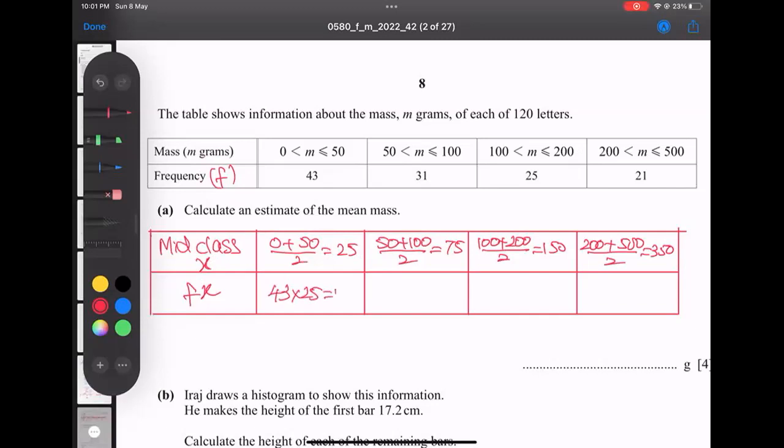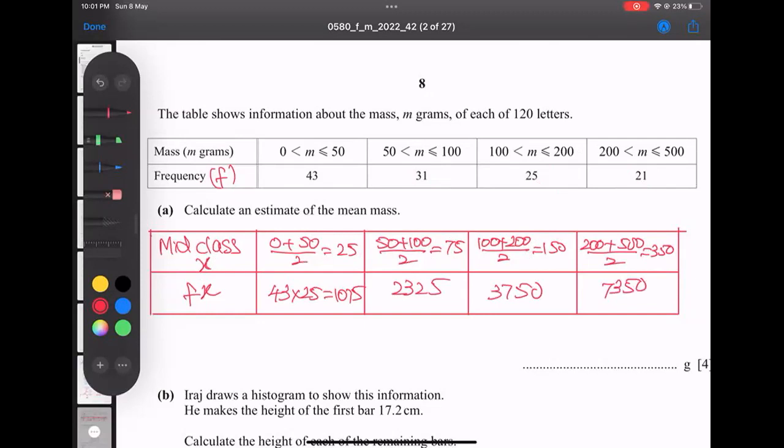And I'm getting 1075. And the rest I'm not showing, just typing together. So 2325. Multiply 25 into 150. If you type in the calculator, 3750. 21 into 350. So I'm getting 7350.